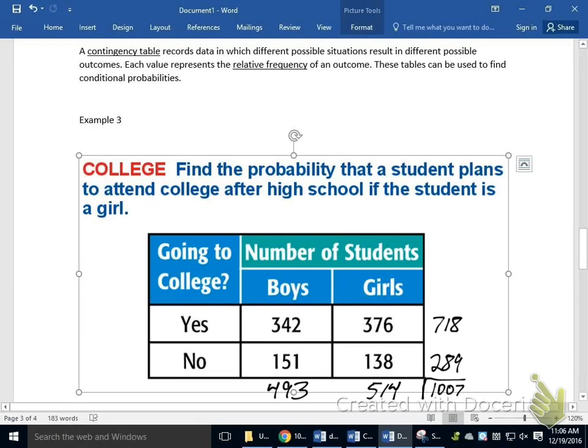Now that I've done that, everything here that I could be asked is pretty straightforward. So, find the probability that a student plans to attend college if the student is a girl. So, planning to go to college, yeses would be 376 out of the girls, out of 514, 376 over 514, the total number of girls. Now, if I type that in, I'll get it as a decimal. And I'm going to get 73%. All right, that's my final answer.